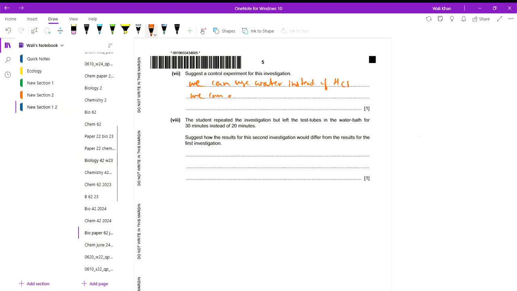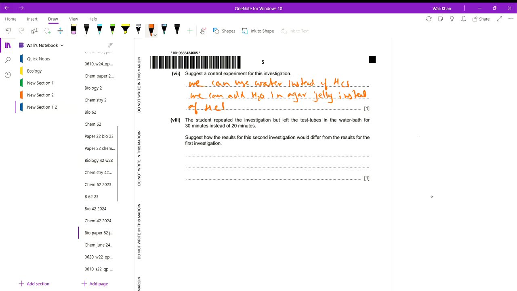We can add water in agar jelly instead of HCl. The student repeated his investigation but left the test tube in the water bath for 30 minutes instead of 20 minutes. Suggest how the result for the second investigation would differ from the result for the first investigation.